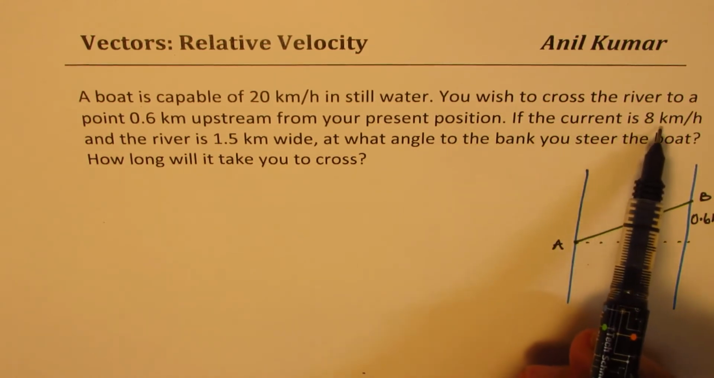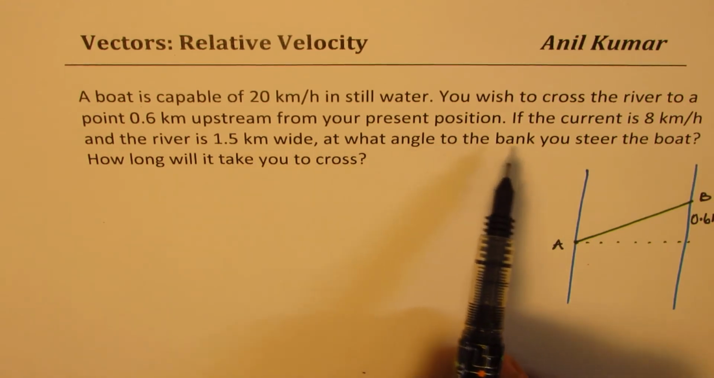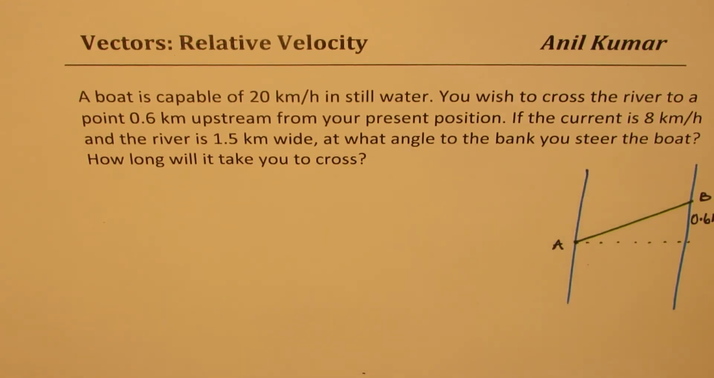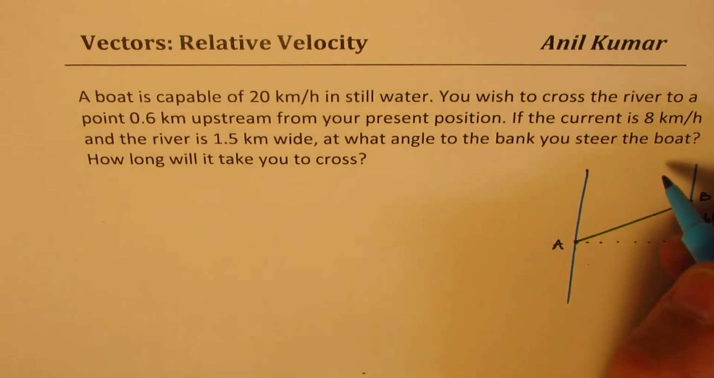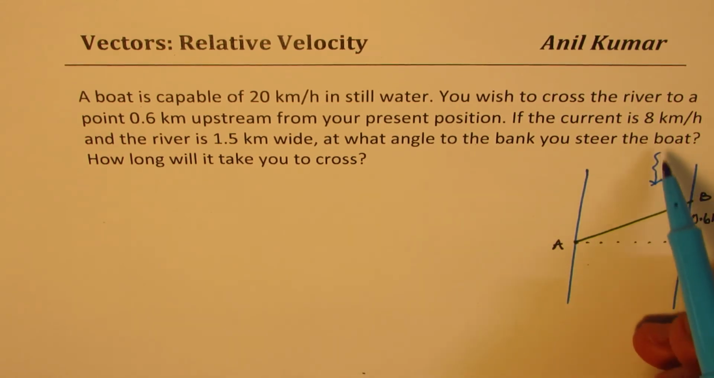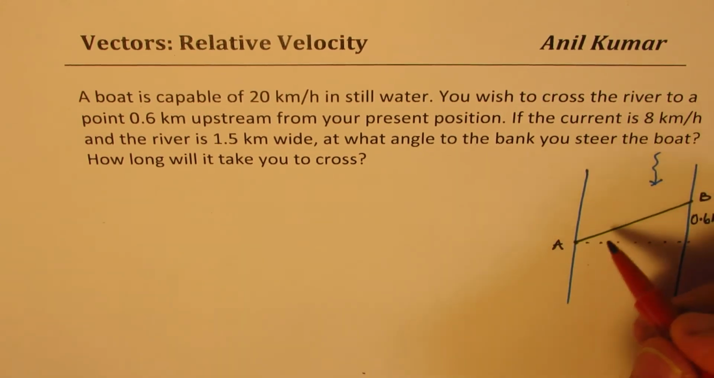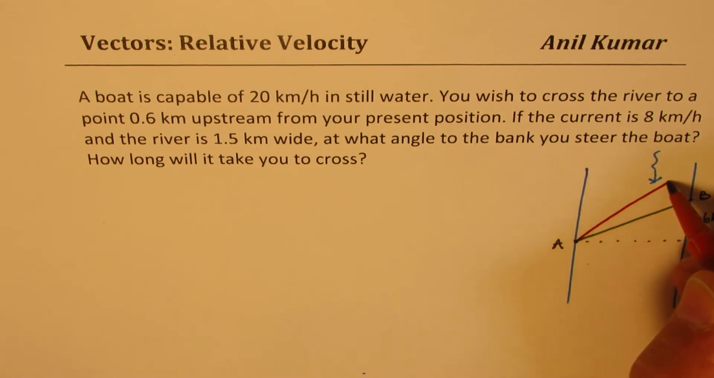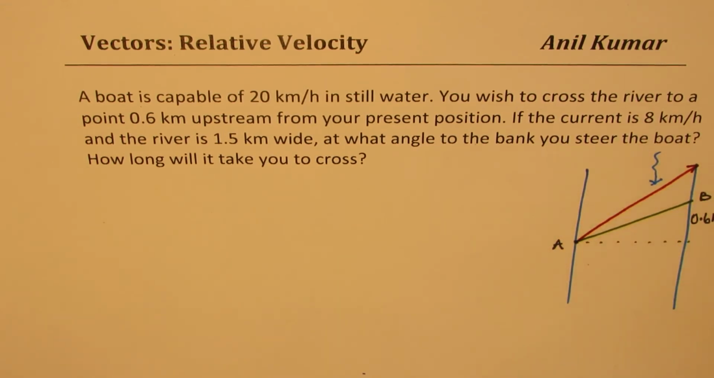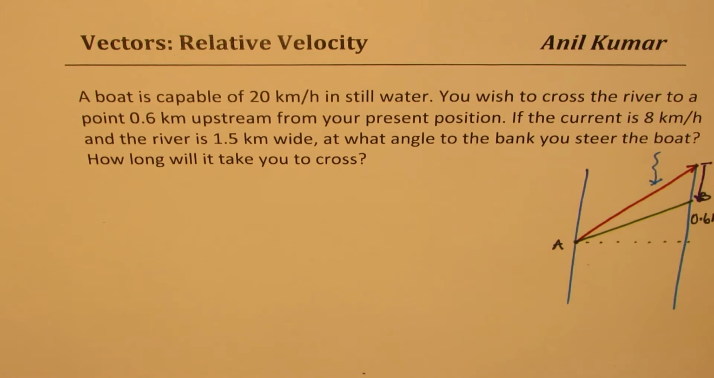If the current is 8 kilometers per hour and the river is 1.5 kilometers wide, at what angle to the bank do you steer? Now the current is 8 kilometers per hour. We'll assume the current to be in this direction because we are going upstream. That current is going to push the boat downwards. So that means we should be heading much steeper, in this direction, so that the current will push it down to wherever we want to go. So that is the situation.